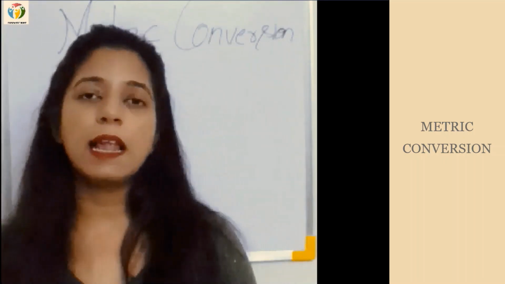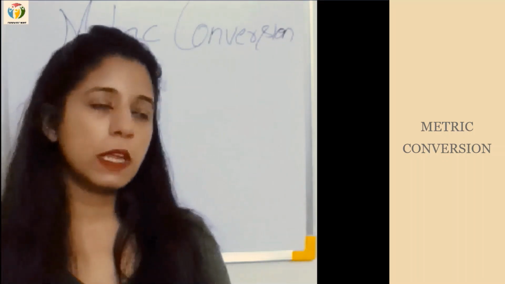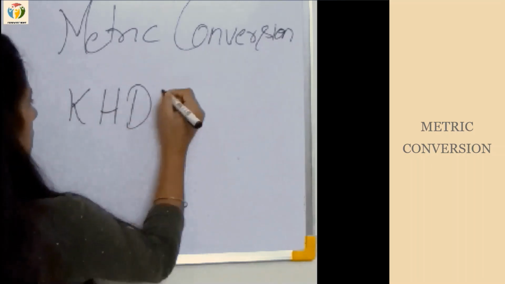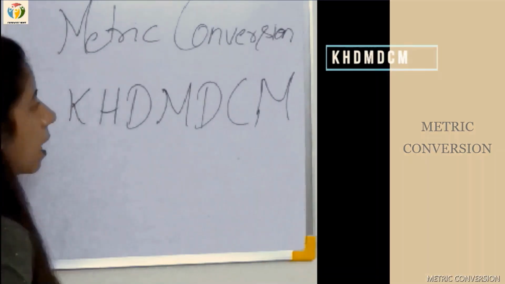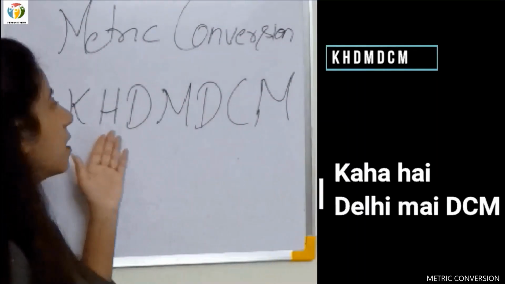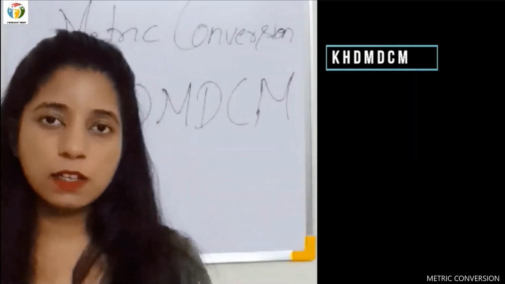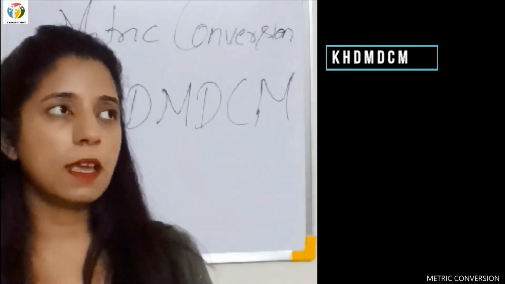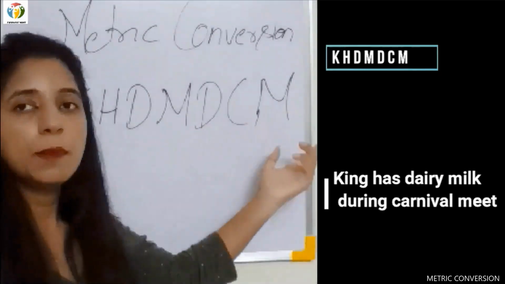First of all, I'll tell you an acronym which you need to memorize by framing a sentence, and then we will proceed. As my native language is Hindi, I used to memorize it as "Kahan hai Delhi mein DCM." But as the universal language is English, you can also memorize it by framing a sentence in English. You can frame a sentence like "King has dairy milk during carnival meet."